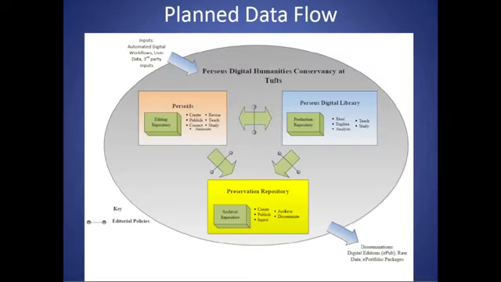Now, this is a planned data flow of what we want Perseids to do between the Tufts institutional repository and the Perseids digital library. So we have input at the very top, and this input goes into Perseids, which then shares data with the Perseids digital library, and then it flows into the preservation repository, from which we are able to disseminate the data, the digital editions, and as you can see at the very last, ePortfolios.